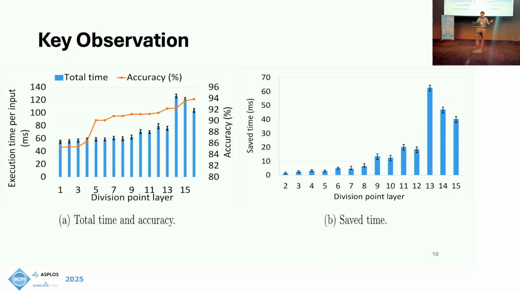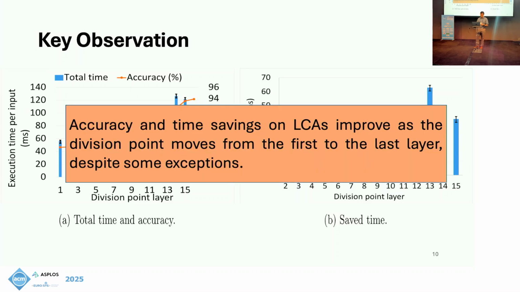The first figure on the left-hand side shows the inference time and accuracy for each division point layer for each input. So what's the observation? We observe that the accuracy and time savings on LCAs improve as the division point moves from the first to the last layer of the DNN, despite some exceptions.